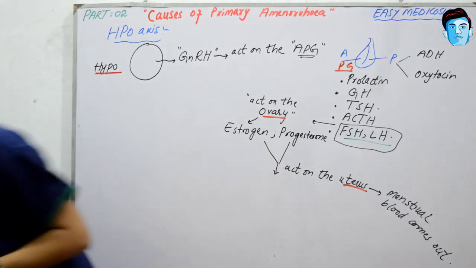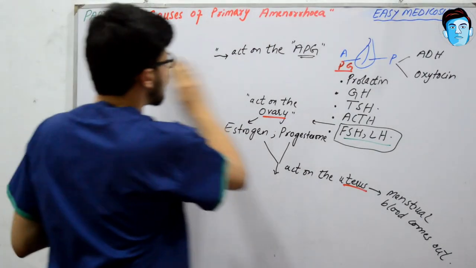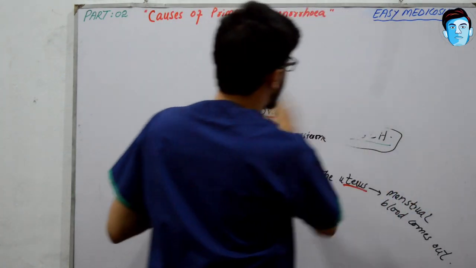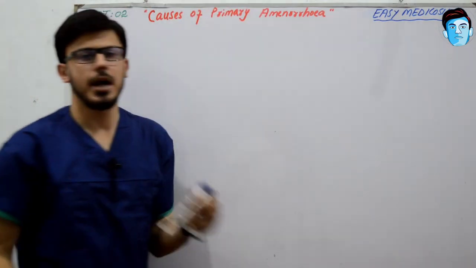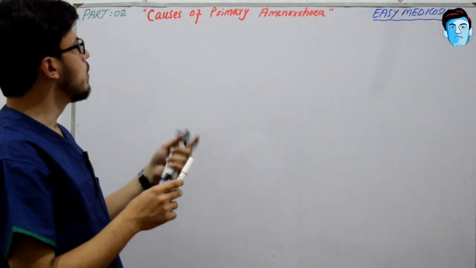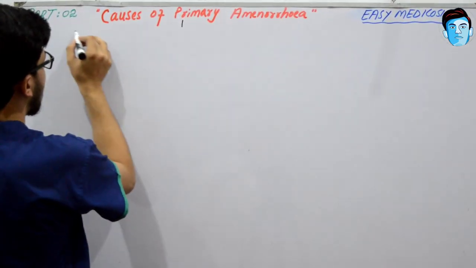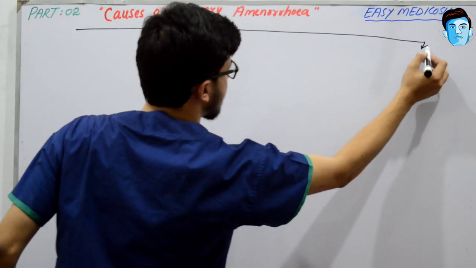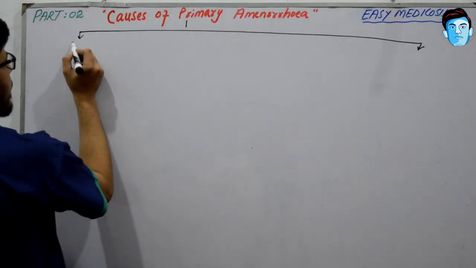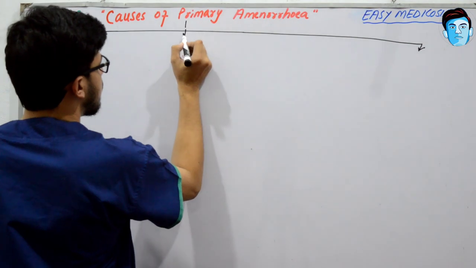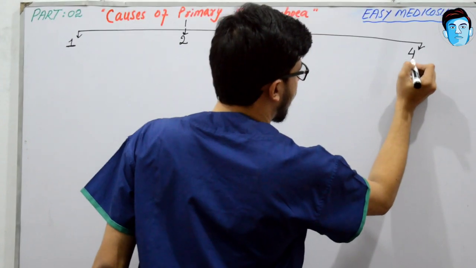Now let's talk about the main topic, the causes of primary amenorrhea. We divide the causes of primary amenorrhea on a compartment basis. In order to understand them well, the causes are classified into four compartments: compartment 1, compartment 2, compartment 3 and compartment 4.